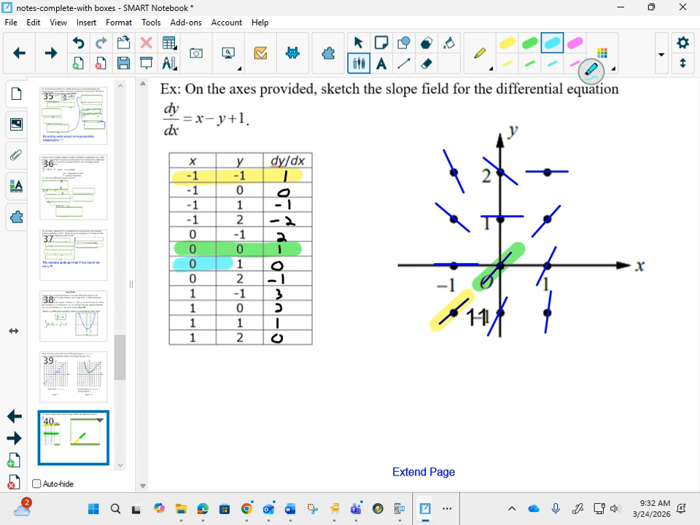0 comma 1 is kind of interesting because I get a slope of 0. A slope of 0 is a flat line. That's why that one matches up with that one. What's the steepest one? I'll go to the steepest one here. Looks like 1, -1 has a slope of 3. That's my steepest line on my graph.